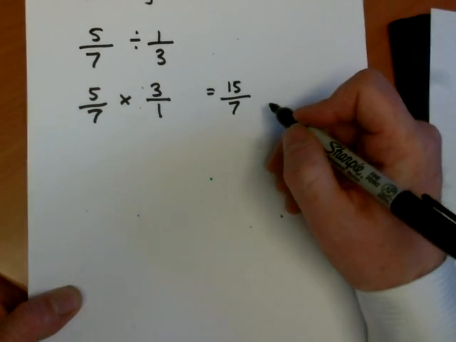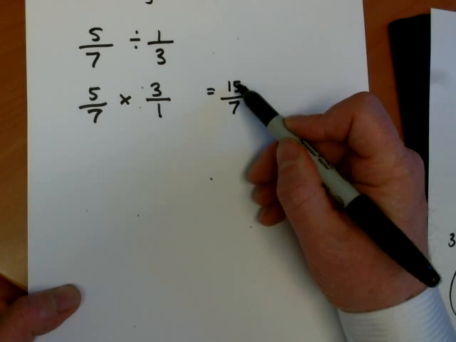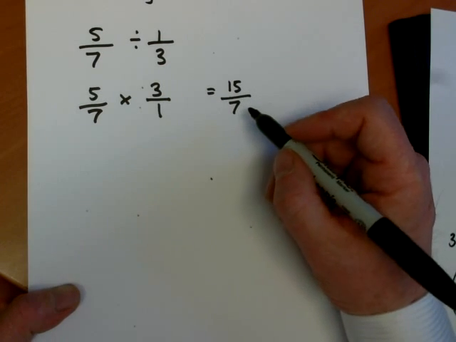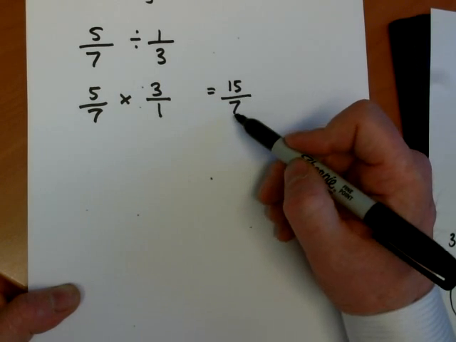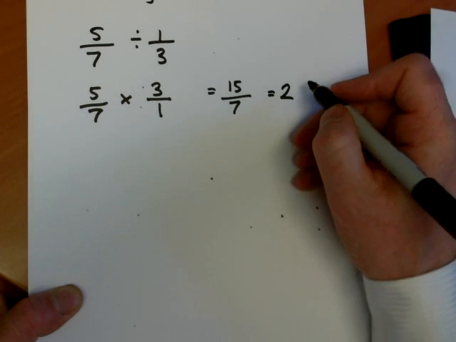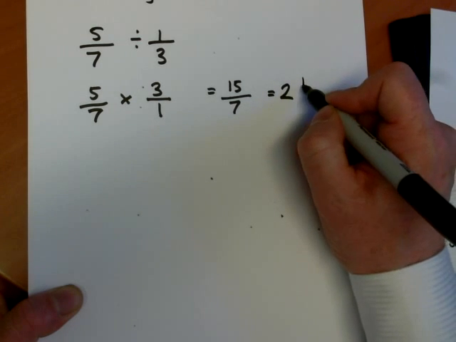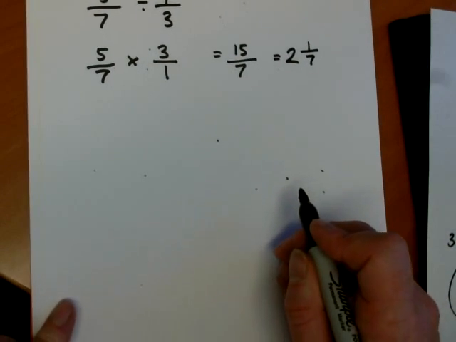Now 15 over 7 is correct, but that's in what's called its improper form, because the top is bigger than the bottom, so it's not really a proper fraction. A proper fraction is something that's less than 1. So how many 7s go into 15? Well, the answer to that is 2. 2 7s are 14, so we have a remainder 1, and we write that as 2 and 1/7.